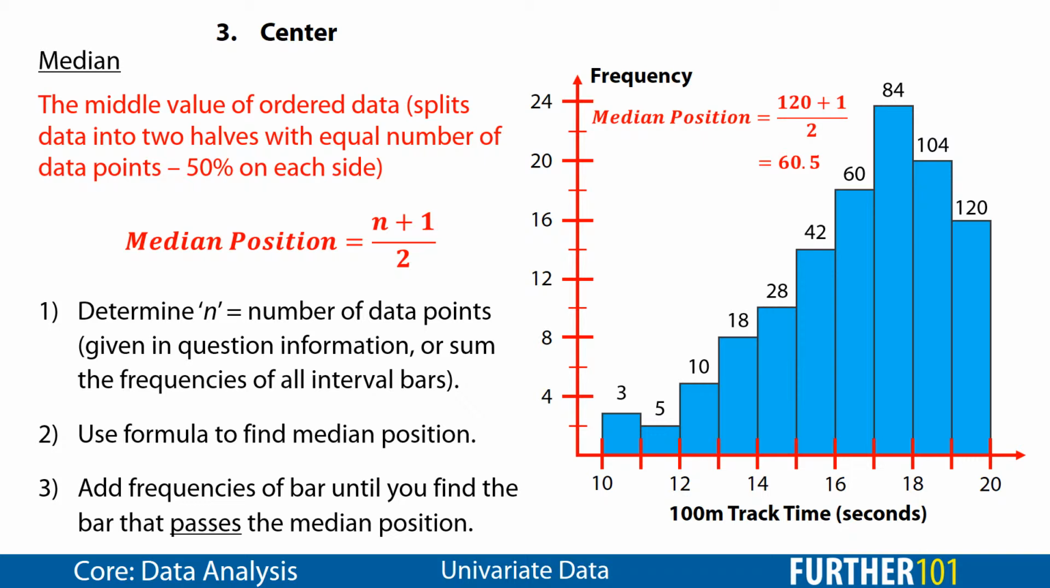Now the last thing to do is to go through all the bars again from left to right and stop at the bar that passes 60.5. And we can see that happens at the 17 to 18 seconds interval bar. So that is our median interval right there.